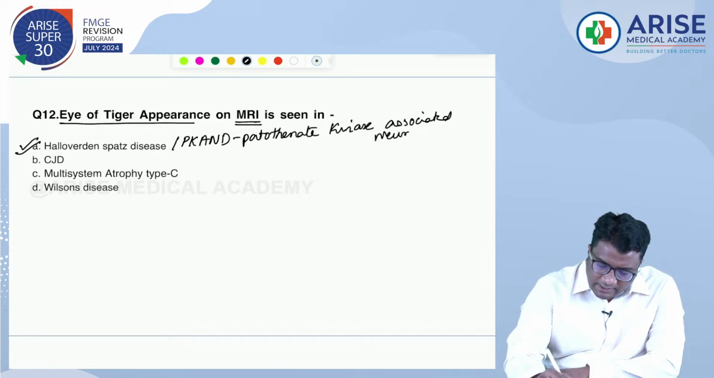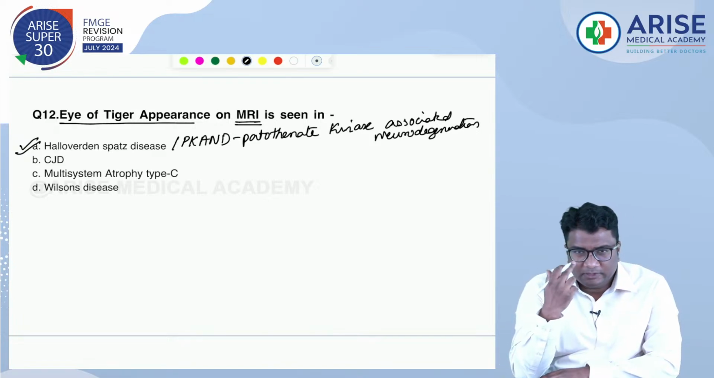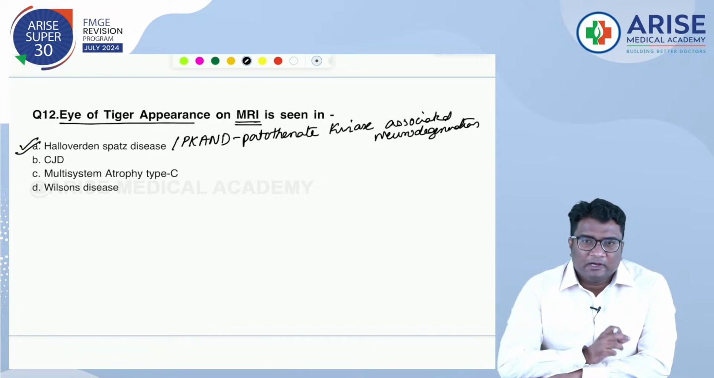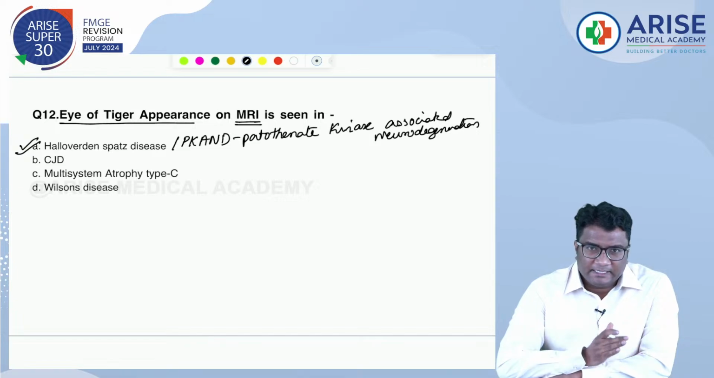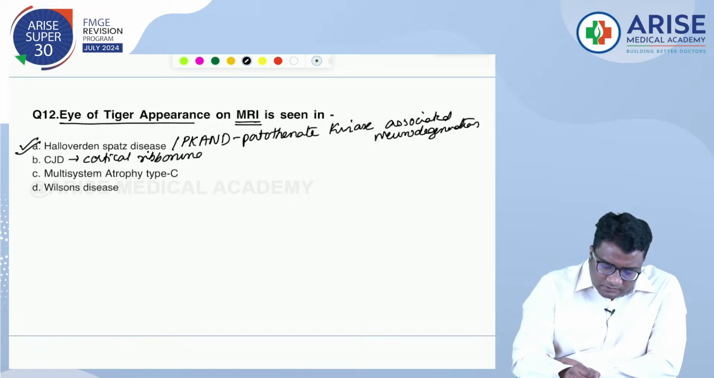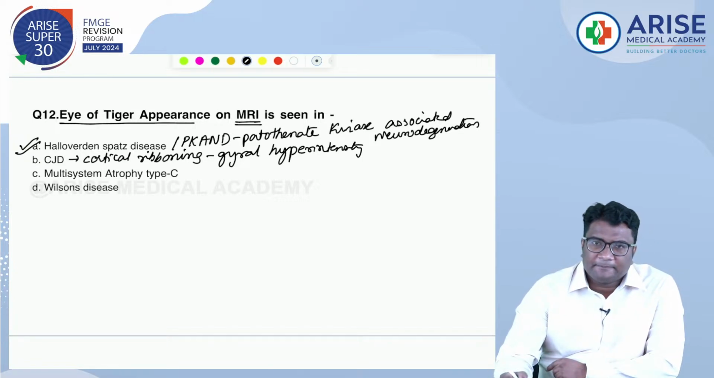So this will have iron deposition in the globus pallidus. So because of the iron in the globus pallidus, that iron is dark, it gives that black area like the eye of the tiger. So the eye of tiger appearance on MRI is feature of Hallervorden-Spatz disease, also called as PKAN, pantothenate kinase associated neurodegeneration. CJD, which is a prion disease, will have cortical ribboning. So the gyral hyperintensities, the gyri will be white. So that is called as cortical ribboning.